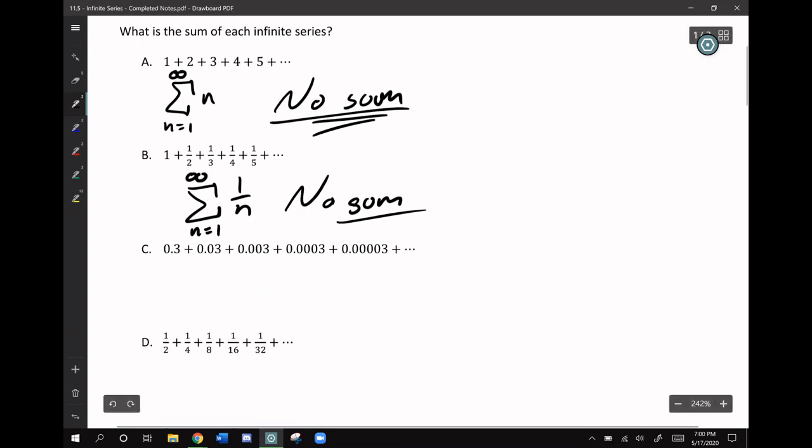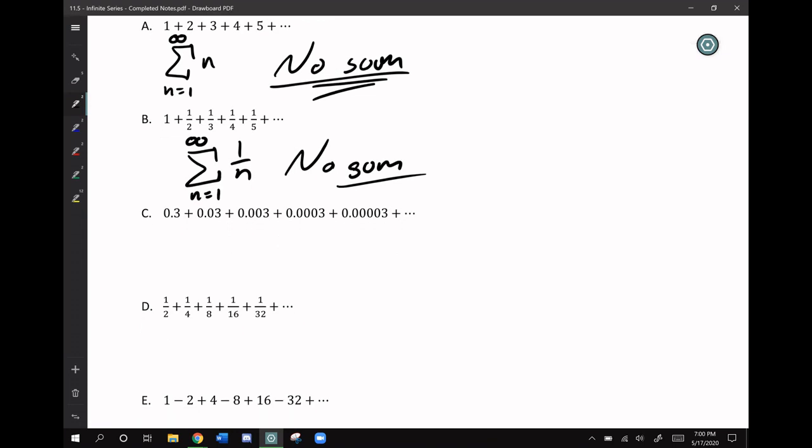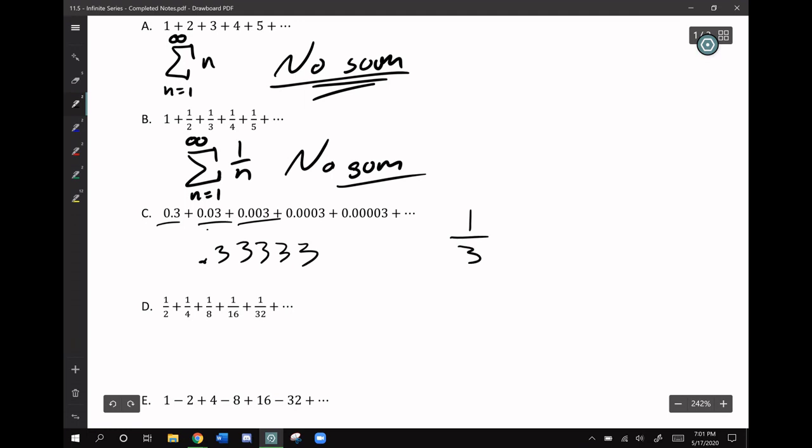All right, this one here looks a little bit different. Really what we're doing here is looking at partial sums, using them to figure out what's going on. But with this one, we can kind of see what's going to happen. It's going to be 0.3 and then 0.33 when I add in this, and then 0.333, and then 0.3333. So I might think this should sum to 1/3.